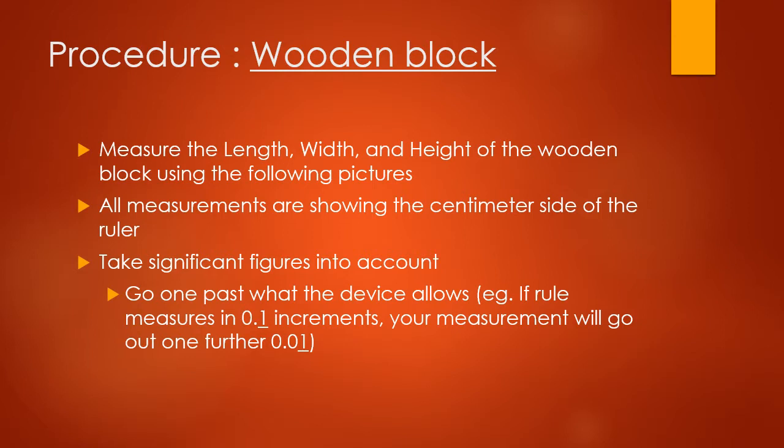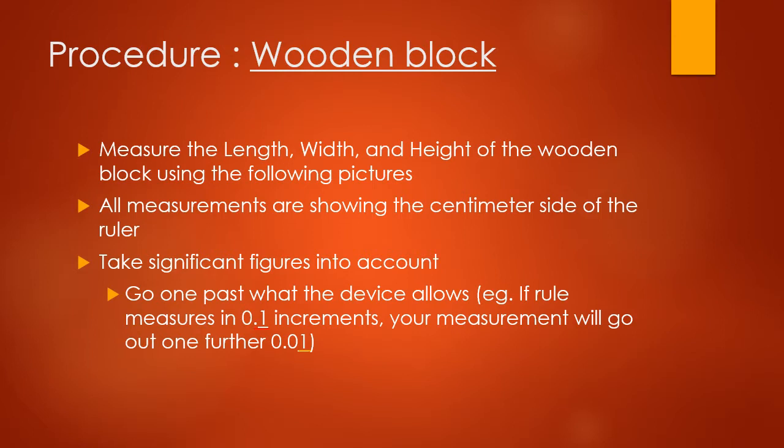So for instance, if your ruler only goes to the 10th spot, 0.1 increments, you want to go one further than the 10th spot. So you're going to measure out to the 100th spot, so 0.01 increments.